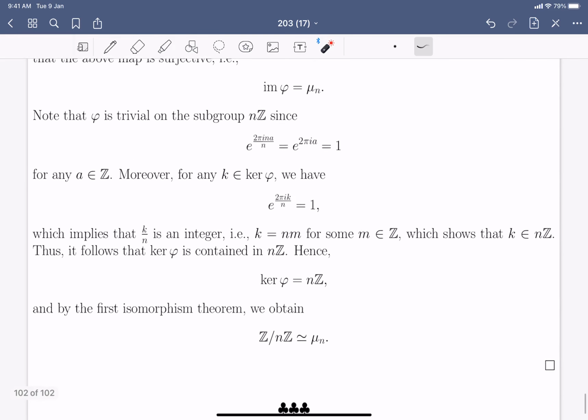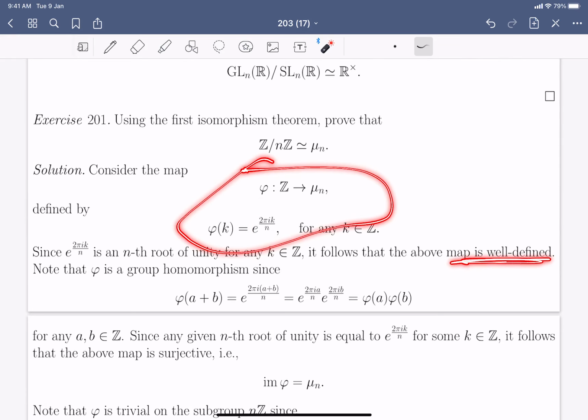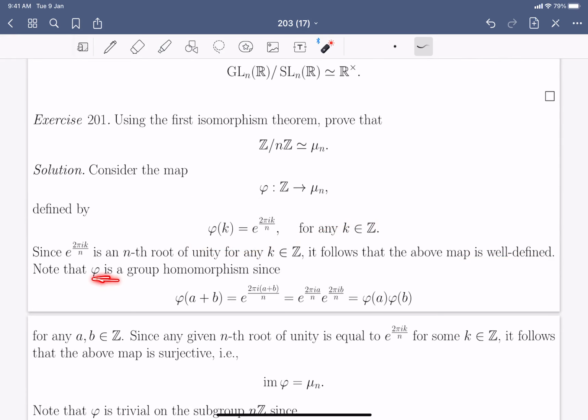Now if you look at this map, you see that this is also well defined. And now to see whether this is a homomorphism or not, you apply this property of exponentials, and that tells us that this is indeed a group homomorphism.